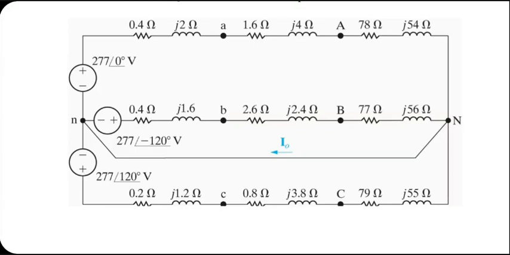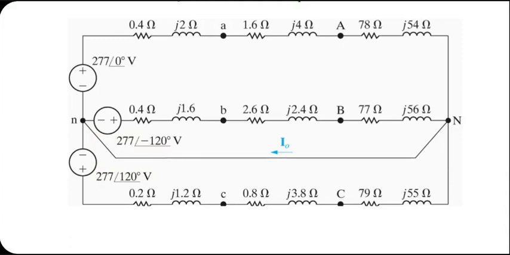The load is not balanced, unfortunately. In phase A, the load has 78 ohm plus j54 ohm. In phase B, it has 77 ohm plus j56 ohm. And in phase C, it has 79 ohm plus j55. Even the lines are not lossless. They have impedances which are also different.